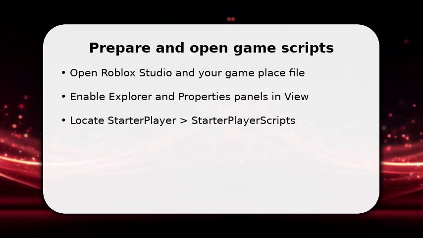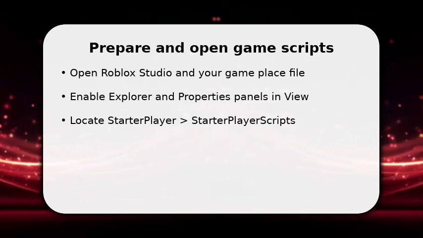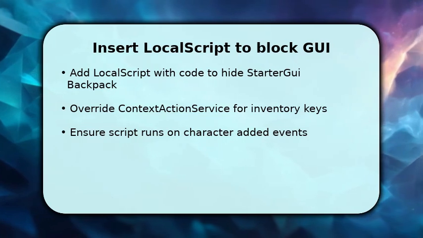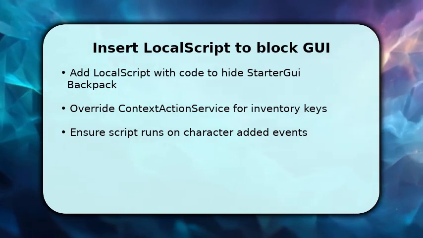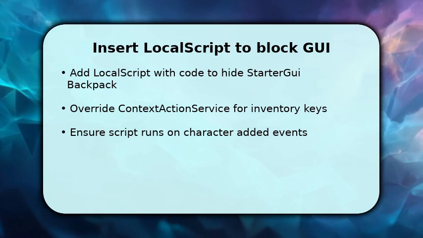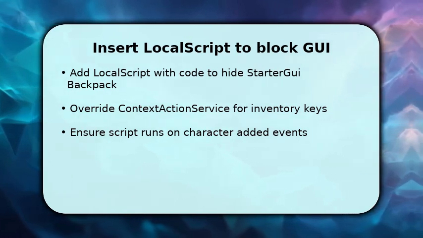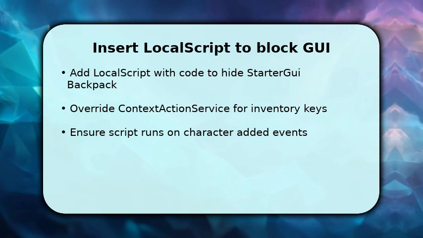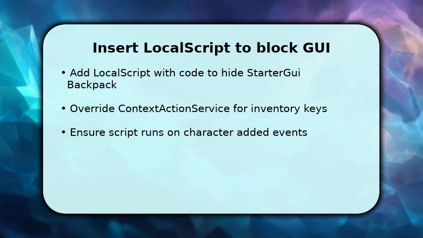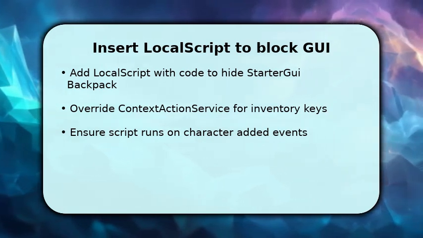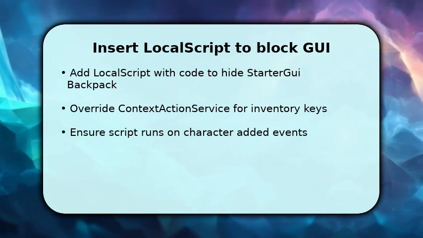You'll paste a compact local script that hides starter GUI, sets CoreGui enabled, Backpack, false, and also unregisters default inventory actions. Once done, use ContextActionService, BindAction to capture keys like B or Backpack and return Enum.ContextActionResult.Sink to stop propagation.